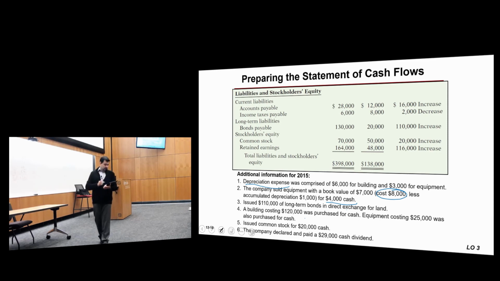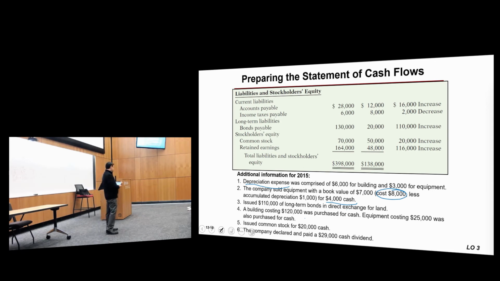And then here you have also, we issued common stock for cash. The company is financing. They issued stocks for 20,000 cash. The company declared and paid the 29,000 cash dividends. They paid 29,000 in cash dividends. So that also should affect the net cash of the company. So let's start doing that one by one.